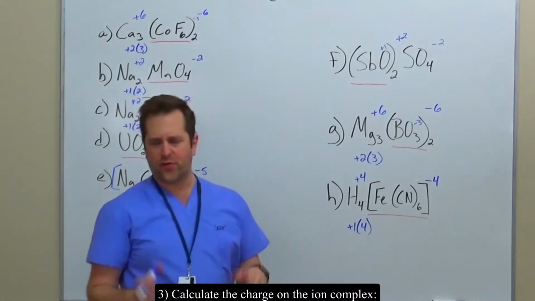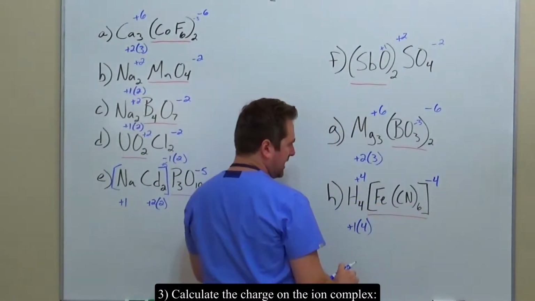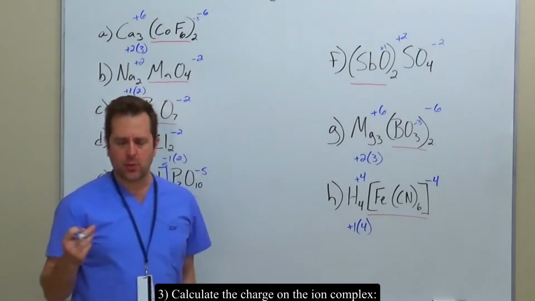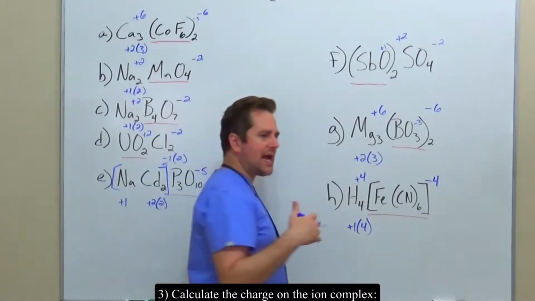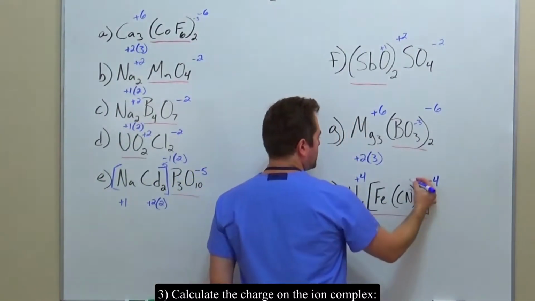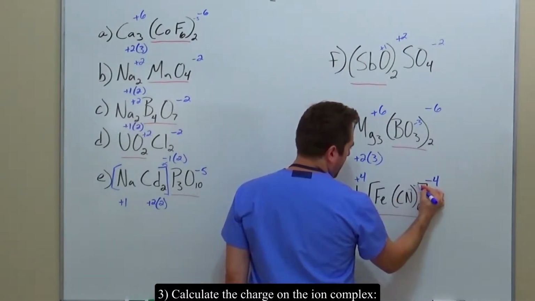But let's go ahead, just for fun, and dive a little bit deeper into the complex and figure out the individual oxidation numbers. Cyanide is one of our polyatomic ions that we just need to know. Each cyanide has a -1 charge, and there are 6 of them, right? So if you think about just this value here, this would be -6.